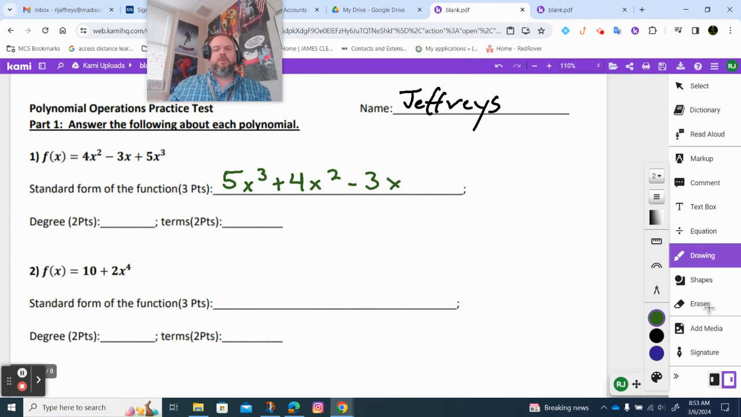So for number one, that is our standard form because we go 3, 2, 1. All right. What is our degree on number one? 3. All right. And our terms, 3. So this is a trinomial.